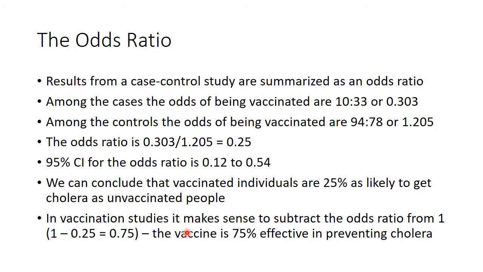And so basically, we can subtract the odds ratio from 1, or basically 1 minus 0.25, and we get 0.75, meaning that the vaccine is 75% effective in preventing cholera. So again, the question of whether or not we think this is going to be truly preventative by vaccinating people, it would appear that this would be the case, and it would be statistically significant based on the fact that this odds ratio did not include 1.